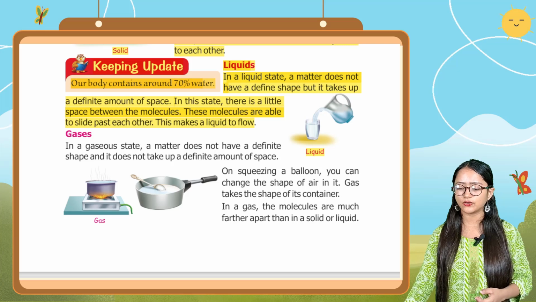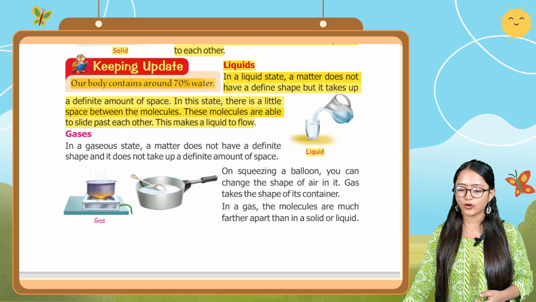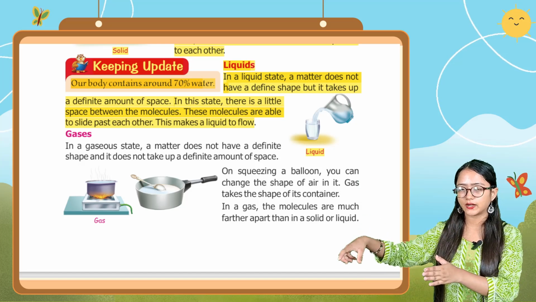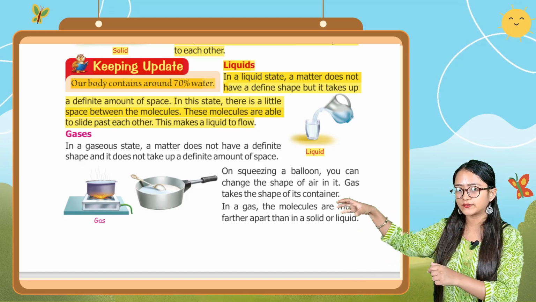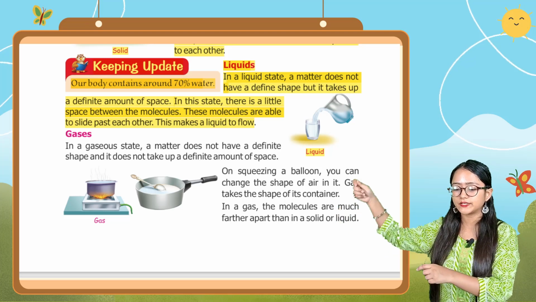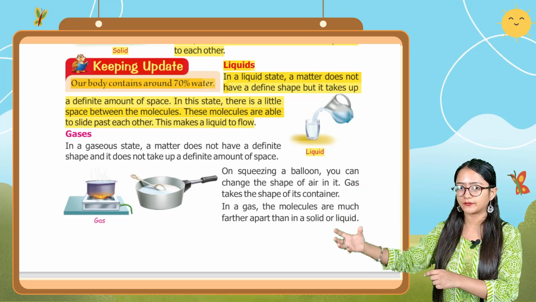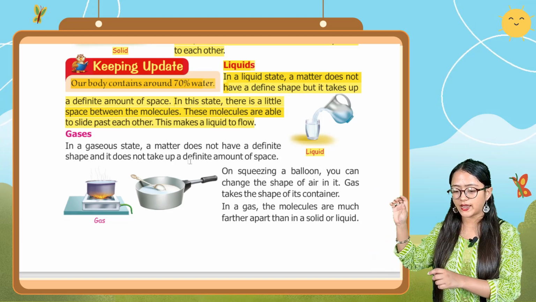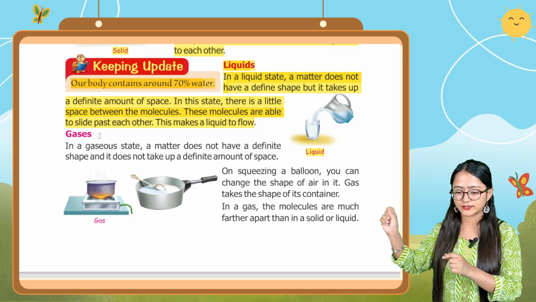In this image also you can see the picture from the jug. From this jug, the water is poured into a glass. So when the water was in the jug, it was taking the shape of the jug, and when the water is poured into the glass, it is taking the shape of the glass. And it is in the flowing state, and little spaces are present.